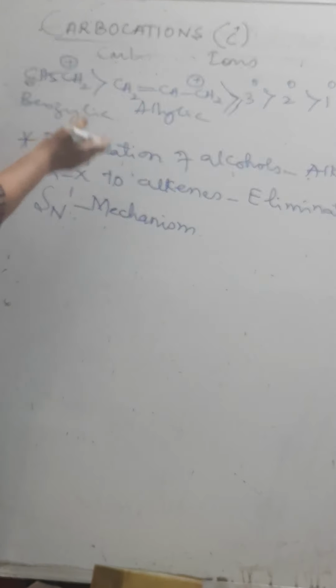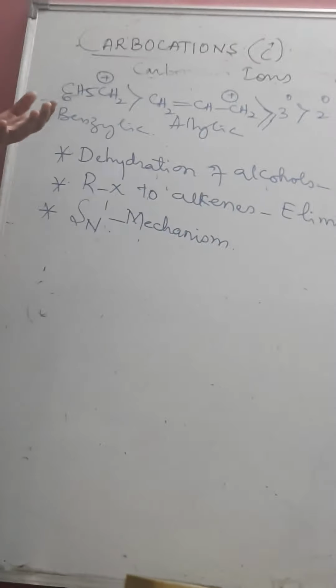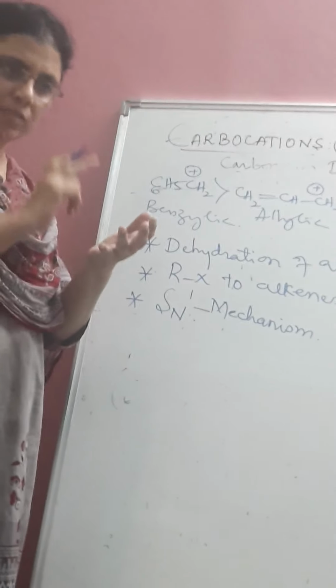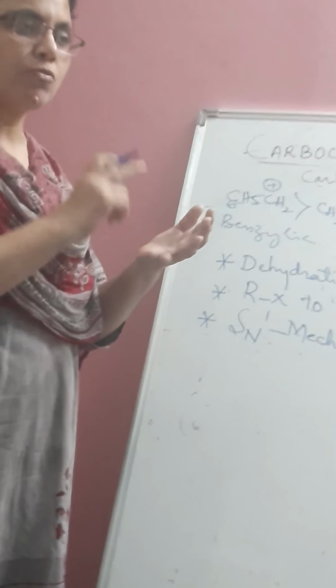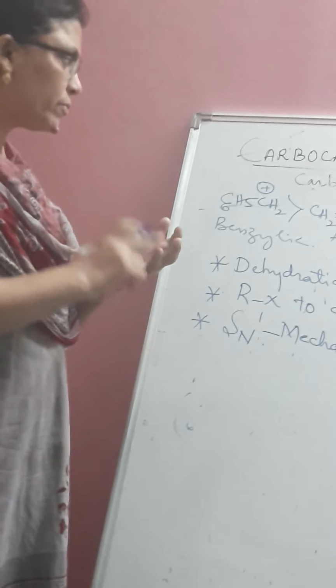That's why we said 2 important points. One point: electron releasing group stabilizes carbocation. Second point, what I said: resonance will make the carbocation stable.